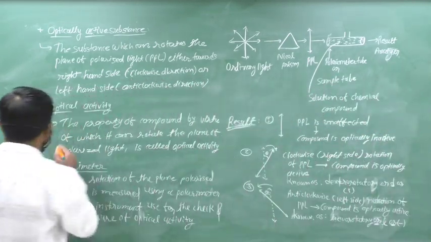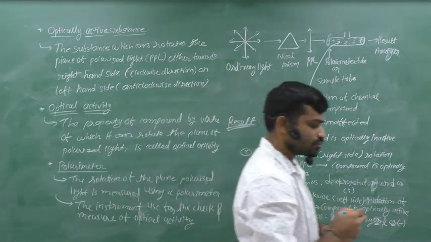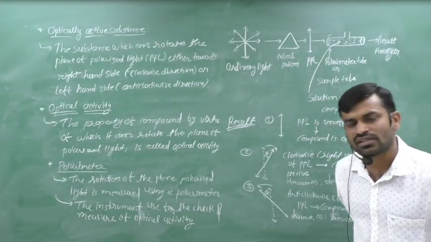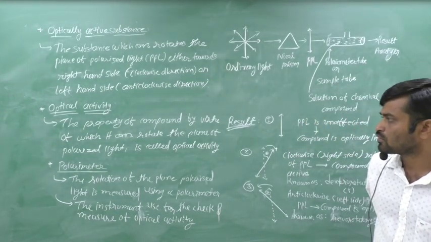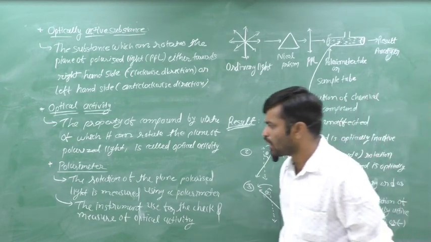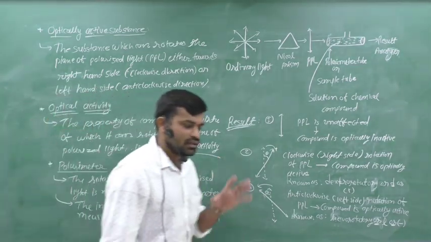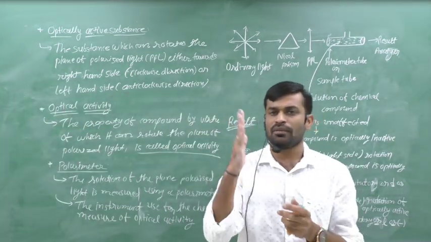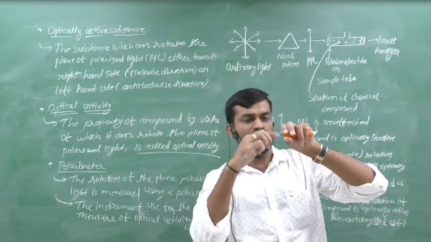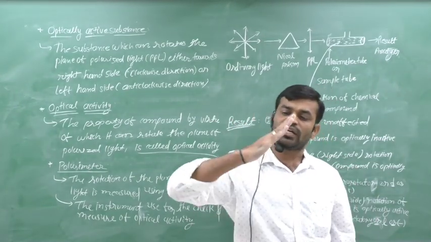From this, the second one is optically activity. What do you mean by optically activity? It is nothing but the property of a compound by virtue of which it can rotate the plane of polarized light. Means that if we have a PPL, plane polarized light, and we pass it through the solution of a compound or substance, it can rotate like that.